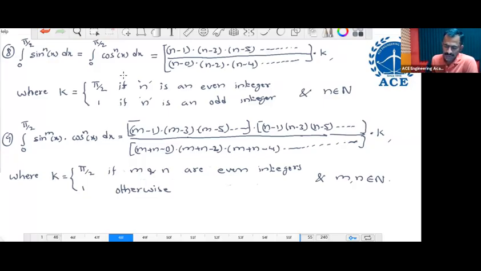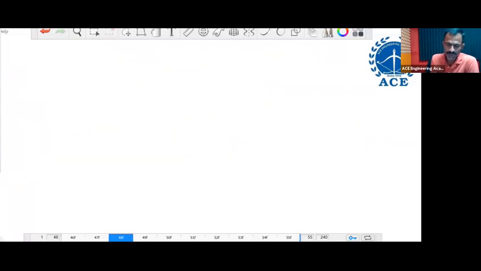Now, this is the 9th property. If both m, n are even integers, then we write pi by 2. Otherwise, 1. Otherwise means anyone is odd, or both are odd, then 1 only. Next, property number 10.